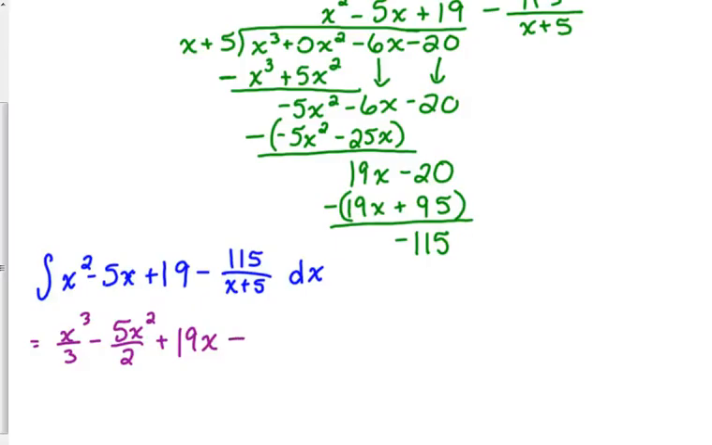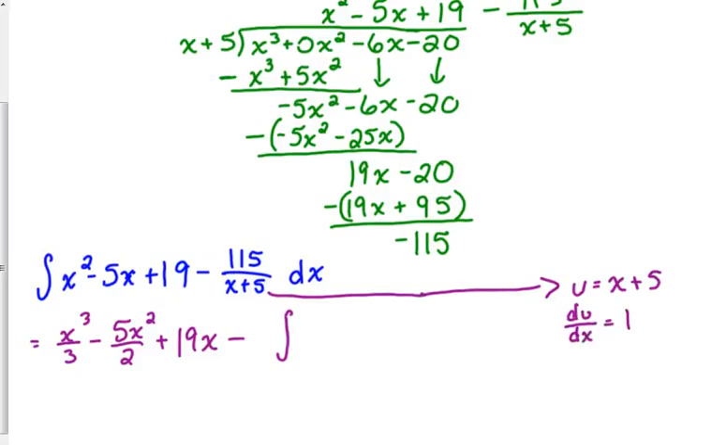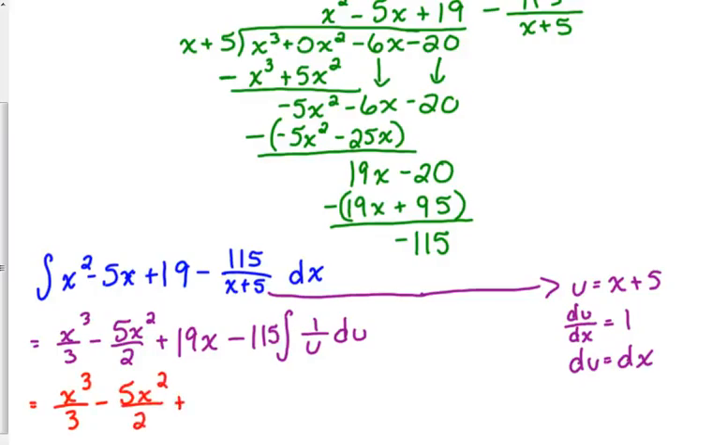Now here, you can put the negative in front of the integral, okay? Or you can save it for later, or you can include it, whatever, it's up to you. A little bit of u substitution, u is x plus 5, so du over dx is 1. I'm going to move that 115, okay, because it wasn't part of my u. Go ahead and move that. So when we substitute, it's 1 over u, dx gets replaced with du. So our final answer here is x cubed over 3 minus 5x squared over 2 plus 19x minus 115 natural log of x plus 5. It is negative sometimes, so put the absolute value bars, plus c.